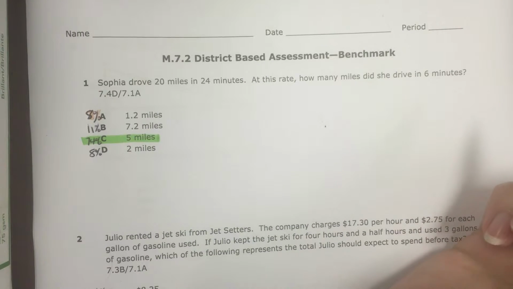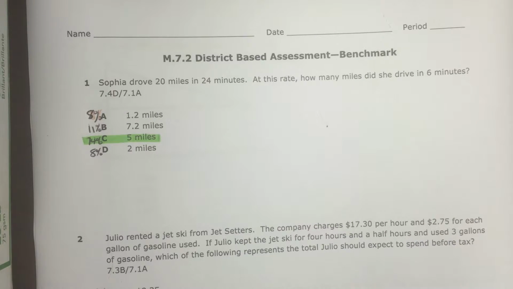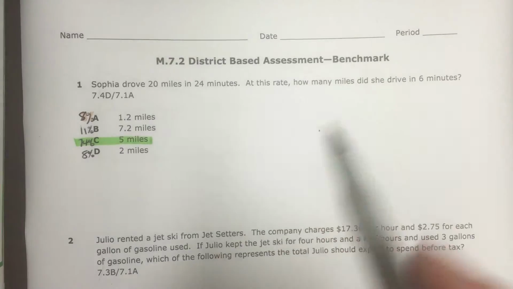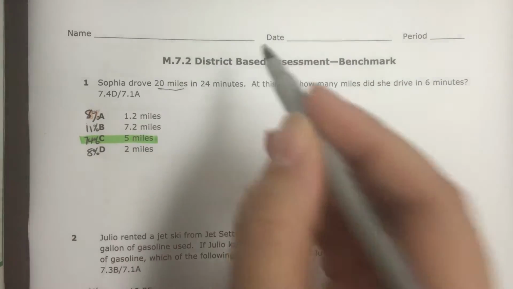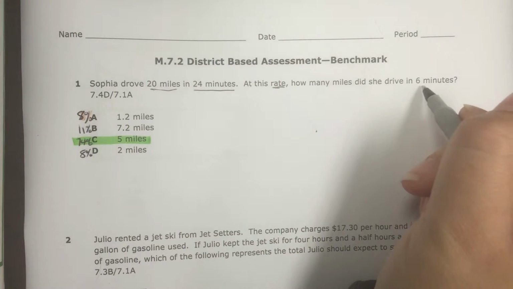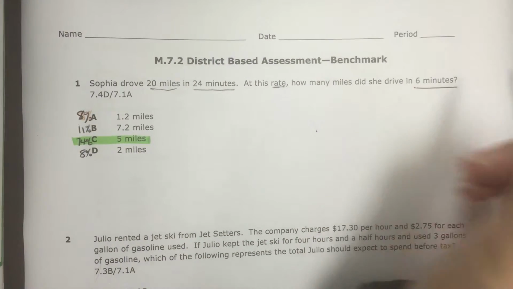Starting with question number 1, Sophia drove 20 miles in 24 minutes. At this rate, how many miles did she drive in 6 minutes? With this question, we're going to set up a proportion. How do we know we're setting up a proportion? Because we have 3 values. We have 20 miles in 24 minutes, and we're looking at a rate. How far did she go in 6 minutes?